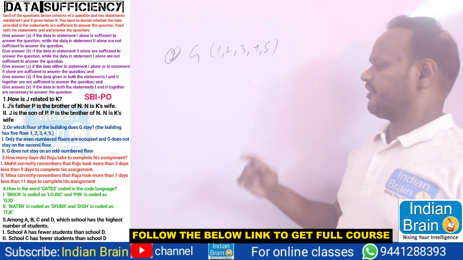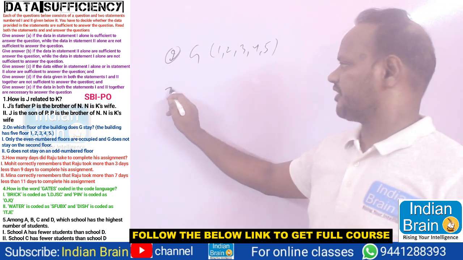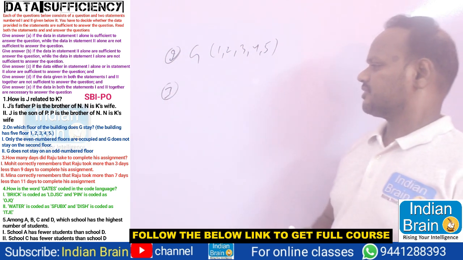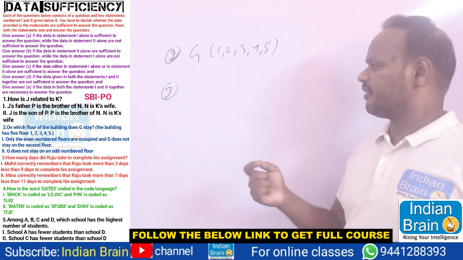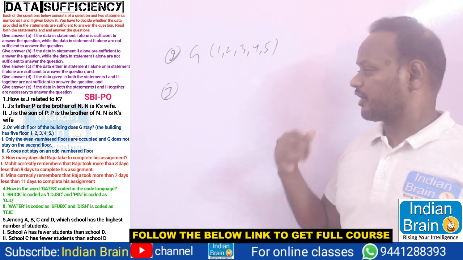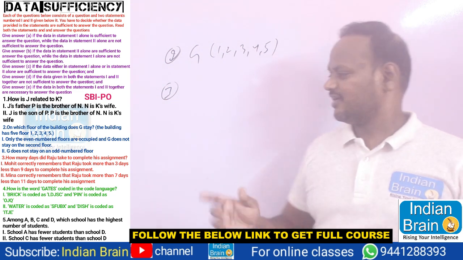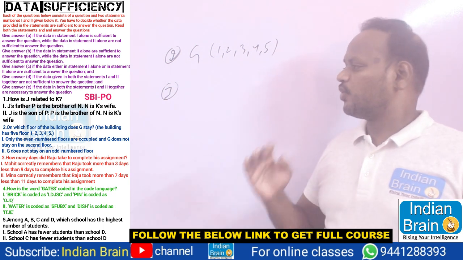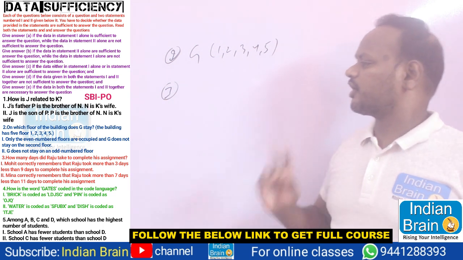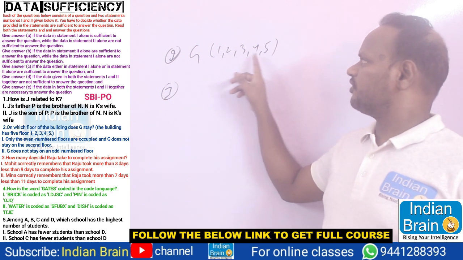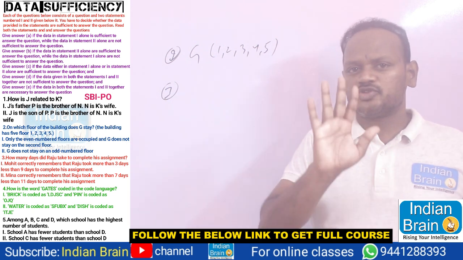No problem at all. If I go for statement number 1, observe it. What is statement number 1? Only the even number floors are occupied by G, and G does not stay on the second floor. A very clear cut story. Only the even number floors are occupied. Even number floors means 2 and 4 only.